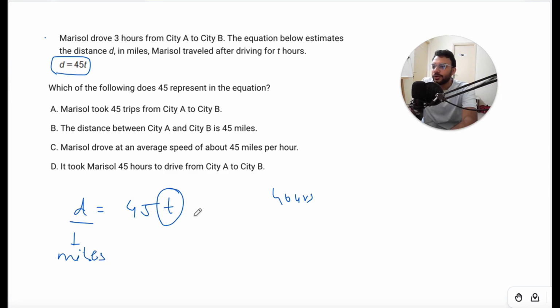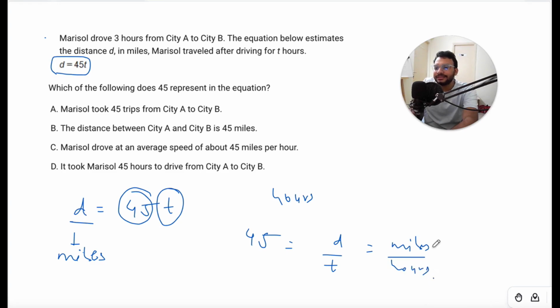Okay. Now, if d is in miles, t is in hours, what is the unit of this quantity? I can write 45 is equal to d over t, or miles upon hours. This means it's representing speed, miles per hour. So Marisol drove at an average speed of about 45 miles per hour. That's the correct option. Option C. This is the answer. And as you know, distance is equal to speed multiplied by time. That's also the usual formula in physics. Distance is equal to speed times time for uniform motion where there's no acceleration.